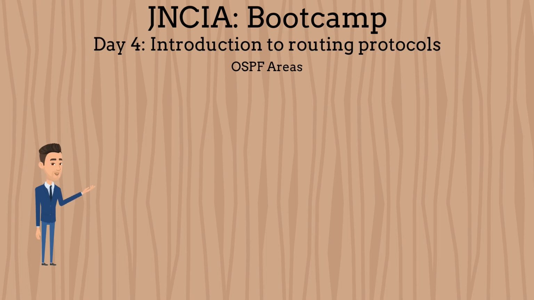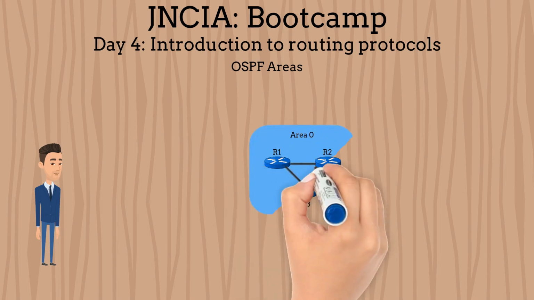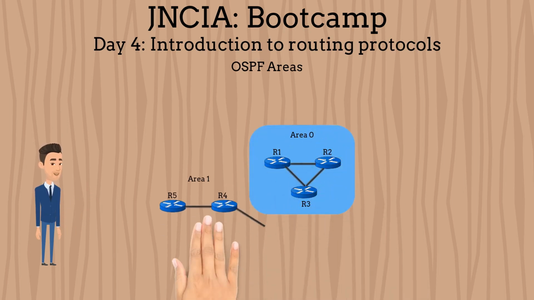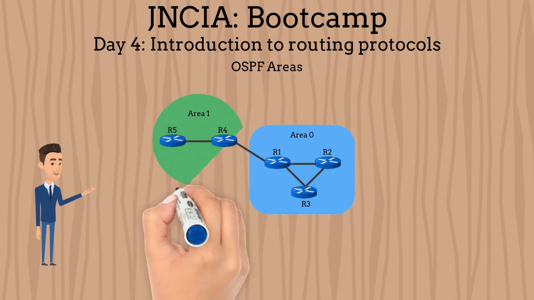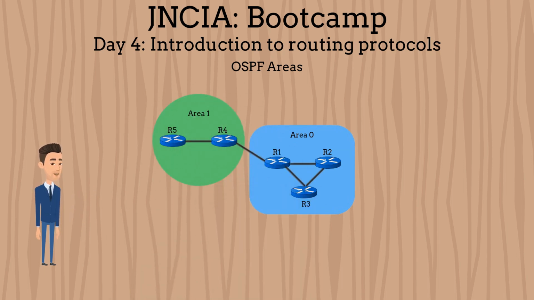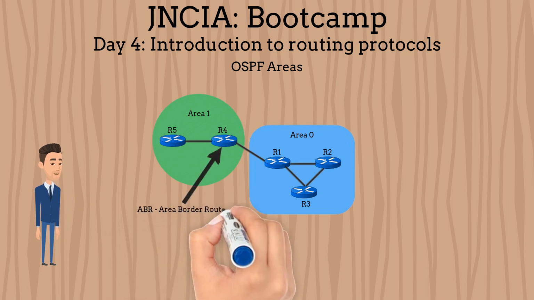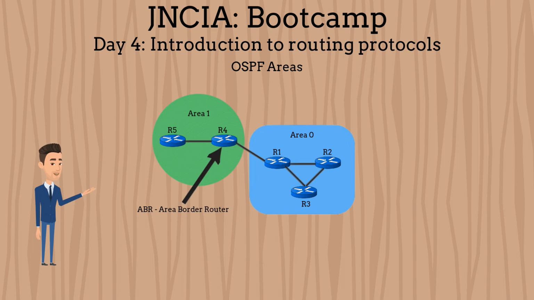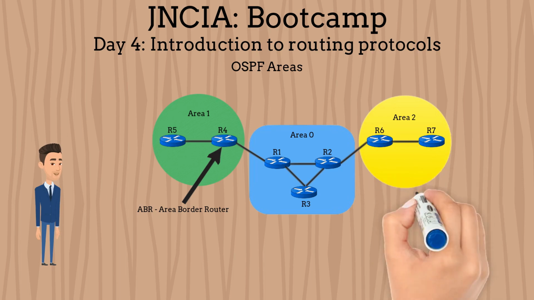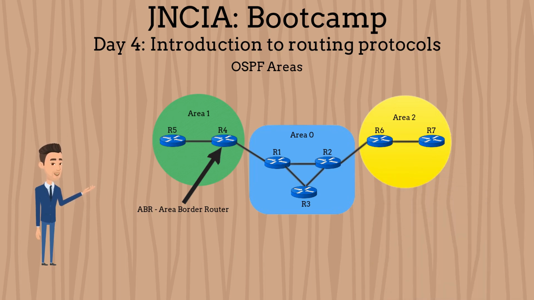OSPF Areas. At the centre of every OSPF network is Area 0, the backbone. Other areas connect into the backbone through area border routers, or ABRs. Here, R4 is the ABR between Area 1 and Area 0. Area 2 also connects to the backbone, with R6 acting as the ABR. As we notice above, all traffic between areas must pass through the backbone, Area 0.